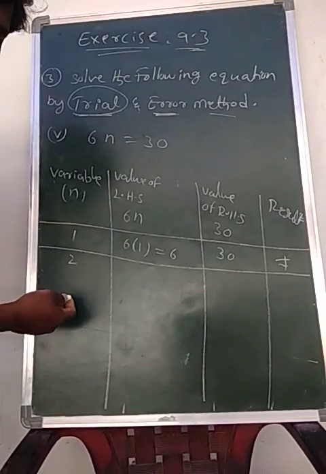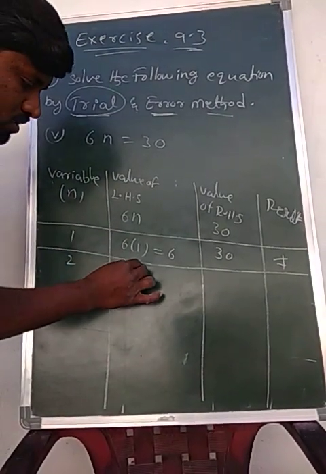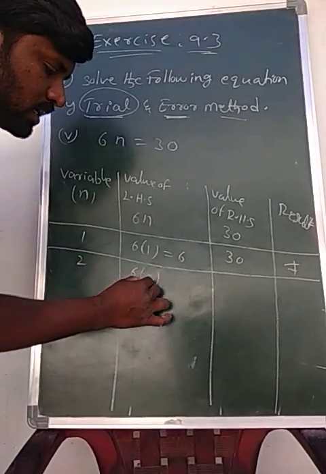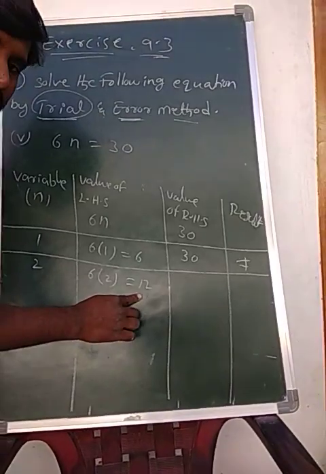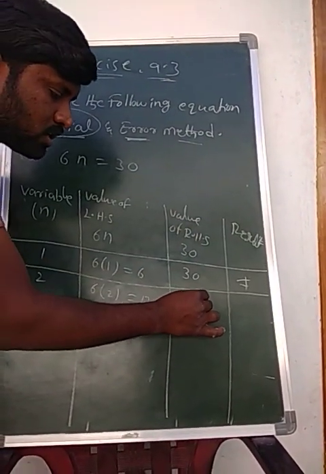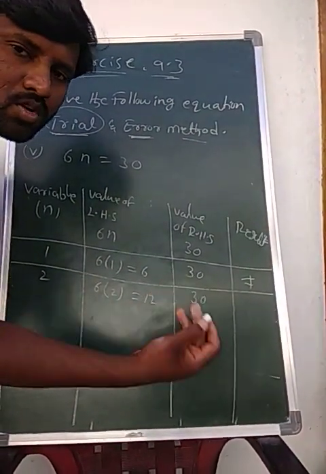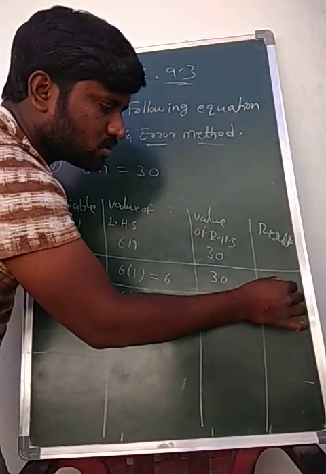Okay, then the n value, I am taking 2. Then 6 of 2, in the place of n I am going to write 2. Then 6 2s are 12. The RHS value is 30. 12, 30, equal or not equal? So that's why the result is not equal.